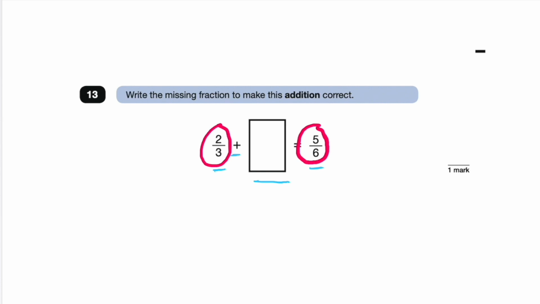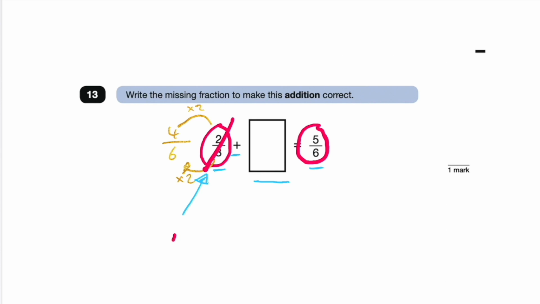So what we're going to do is find an equivalent fraction to this fraction, but with a 6 as a denominator. So how can I get from my 3 to a 6? Well, I would have to multiply by 2. Therefore, whatever I do to the denominator, I must do to the numerator. So 2 times 2 is 4. So now my equivalent fraction to 2/3 would be 4/6. So I can get rid of this now and work with 4/6.